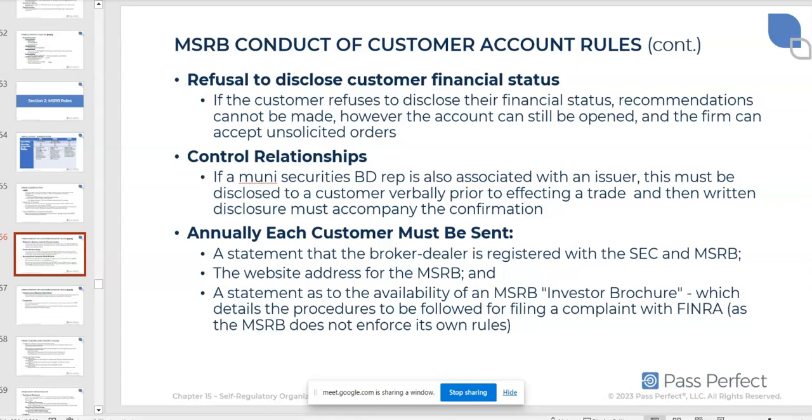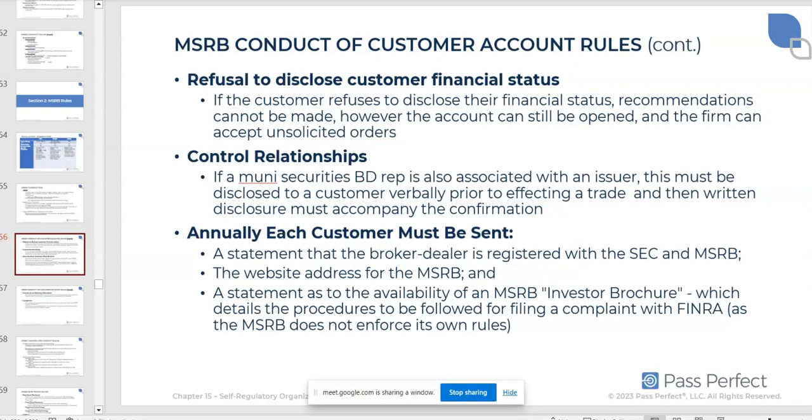Now, we're going to ask for people's financial status, like income and net worth, and what tax bracket they fall into. But they don't have to give it to us. It's not helpful to us in making recommendations, but they don't have to. But if we don't have this information, then we've got no basis to know if a recommendation is suitable or not. We just can't tell. So we cannot make recommendations for municipal bonds if we don't have this information.